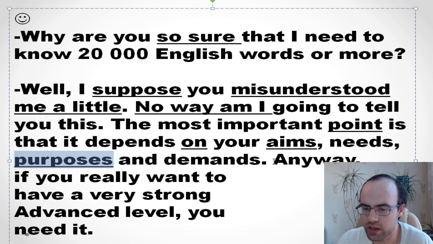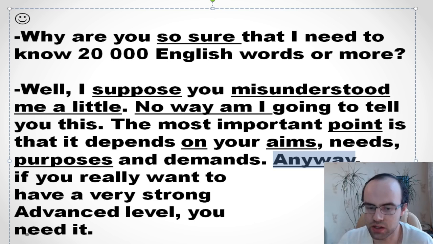Okay, anyway, it's like but, anyway, or but, if you really want to have a strong advanced level, so a very good advanced level, you need it. Really, you need to know 20,000 English words or more, I think so.